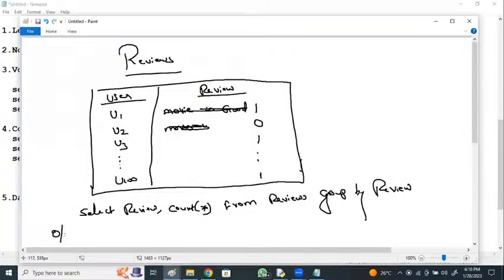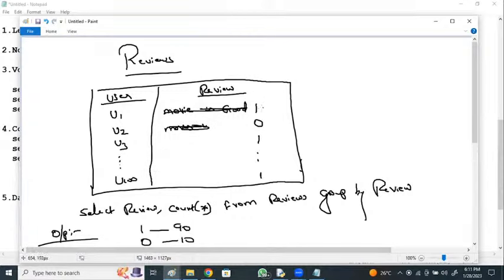What is the output, right? Zeros and ones. What is the count? 90 people saying the movie is good, 10 people saying the movie is bad, right? Assume. This kind of structured data, okay.